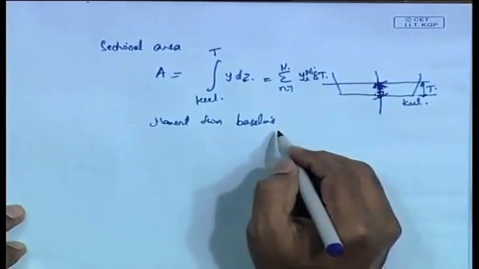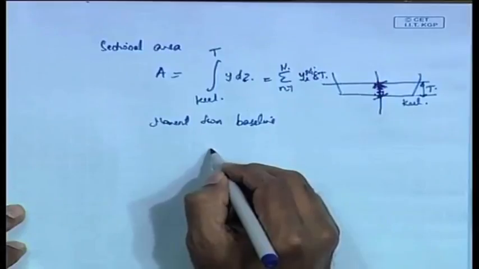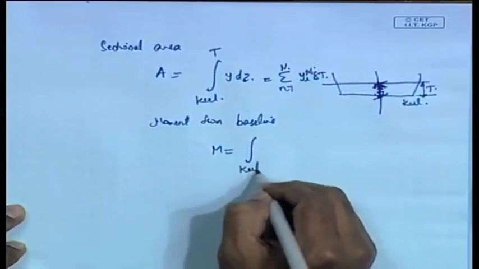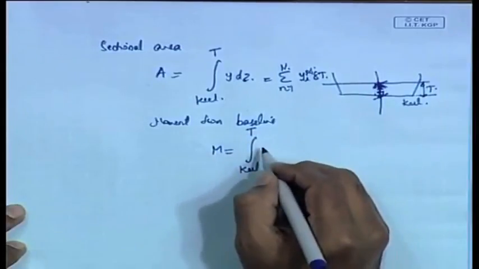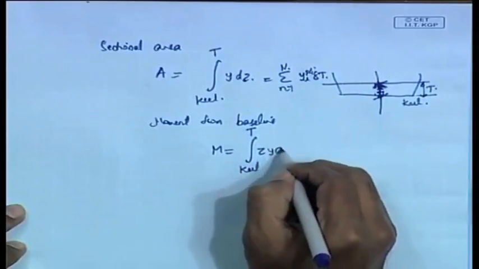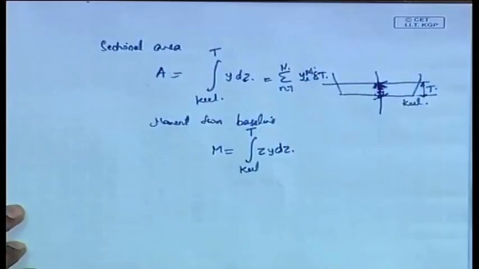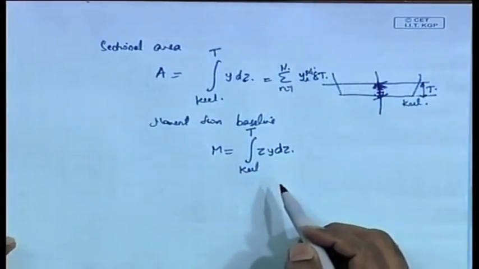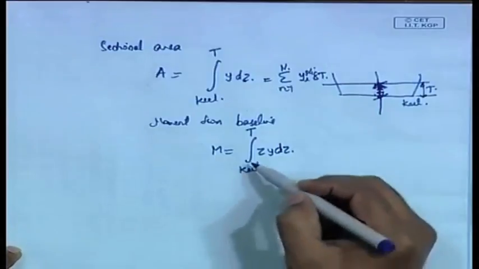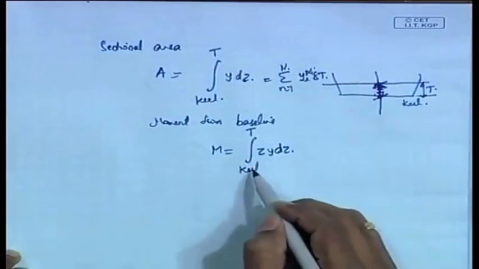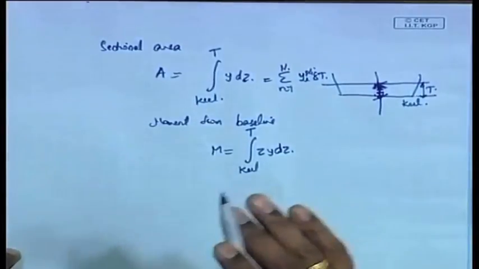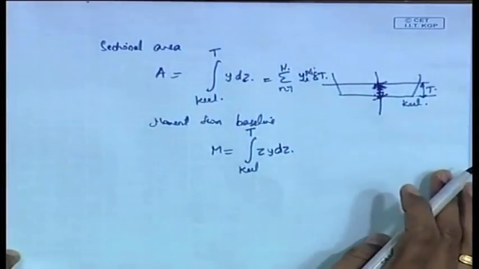So, the moment from the baseline is known as M equals the integral from keel to T of z into y dz. This is known as the sectional area as a function of draft. So, this is known as the moment from the baseline. So, moment from the baseline is z y dz.